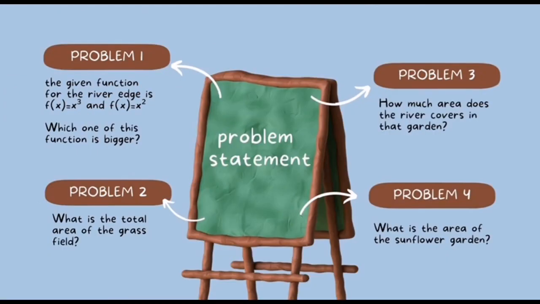Problem 1. The given functions for the river edge are f(x) equal to x cubed and f(x) equal to x squared. Which one of these functions is bigger? Problem 2. What is the total area of the grass field? Problem 3. How much does the river cover in the garden? Problem 4. What is the area of the sunflower garden?